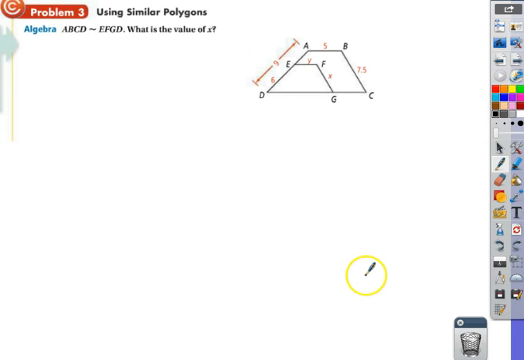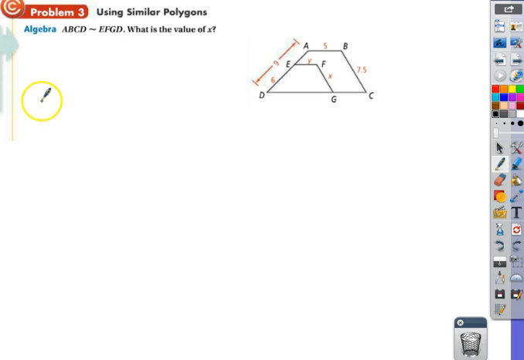Let's ramp it up a little bit. We're going to use the fact that these two polygons are similar, and we're going to solve for the value of x. So I know I've got a smaller and a larger version. The larger version is listed first. The smaller version is listed second. So if I were just looking at x, what side do you think corresponds with x?